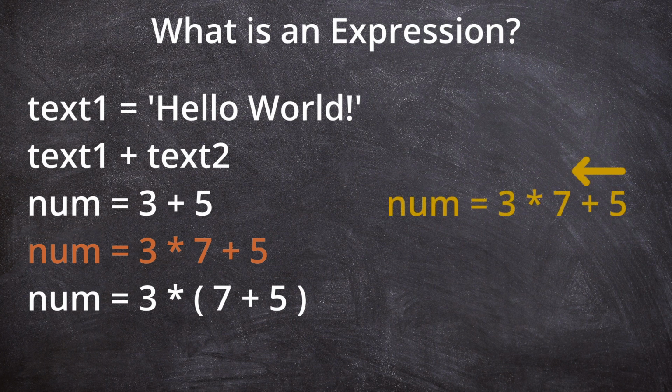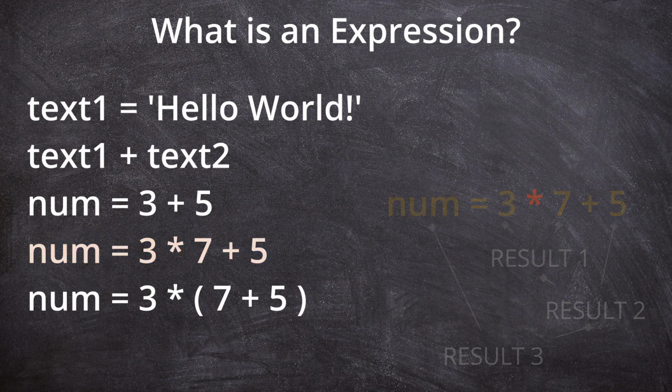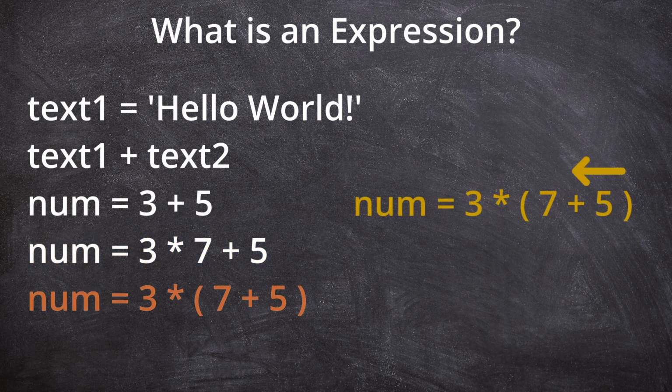As in mathematics, multiplication and division take precedence over addition and subtraction. In this case, it is evaluated from the end, but since multiplication takes precedence, the multiple is calculated first and only then is the number 5 added. If we needed to change the default order of evaluation, we have to enclose part of the expression in parentheses, just like in mathematics.